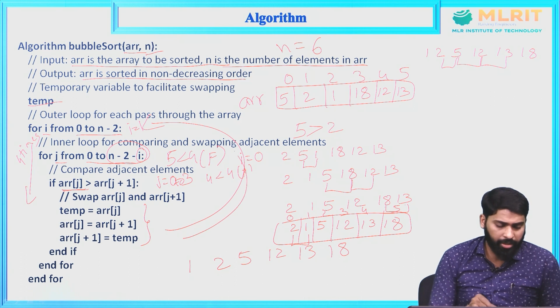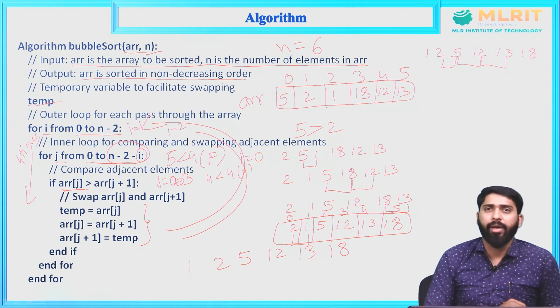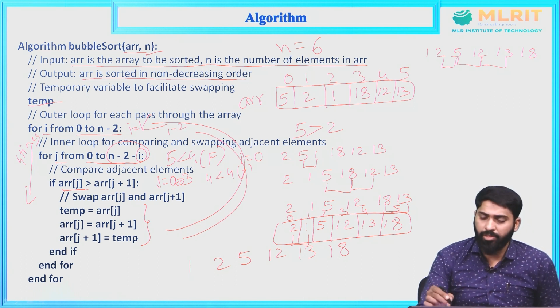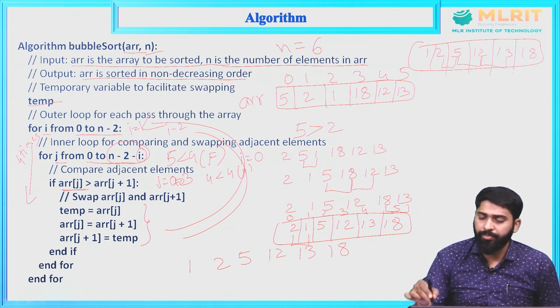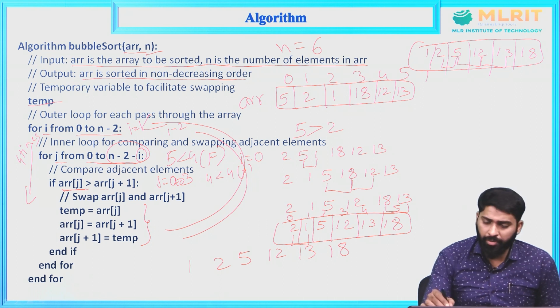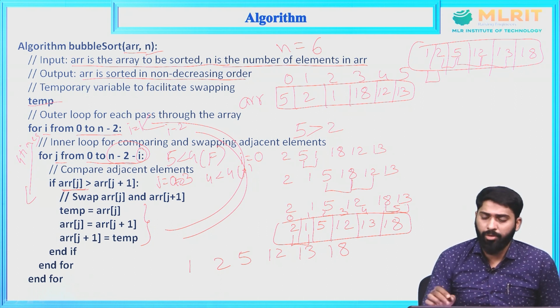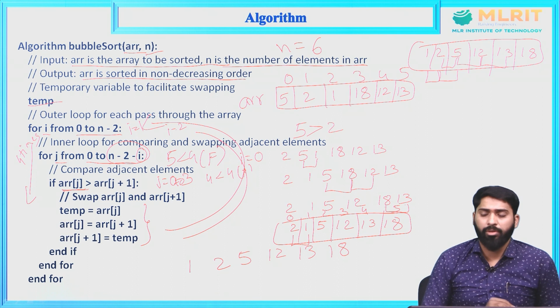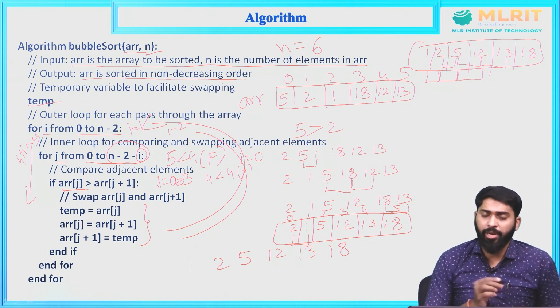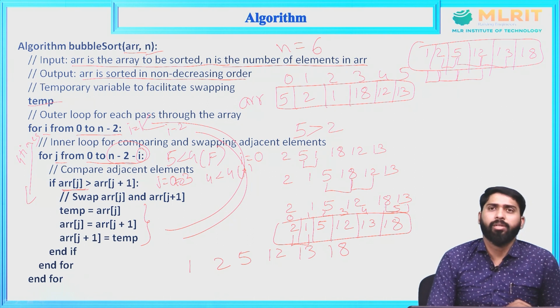Then again the i value becomes 2 now. i equals 2 now. Now this is the resultant array after the second iteration. Again you apply: check 1 greater than 2? No. 2 greater than 5? No. 5 greater than 12? No. Now the condition will fail. And again the i value becomes 3 now.